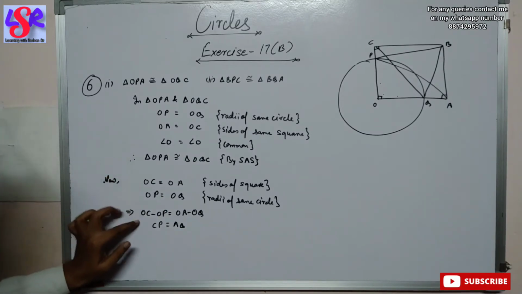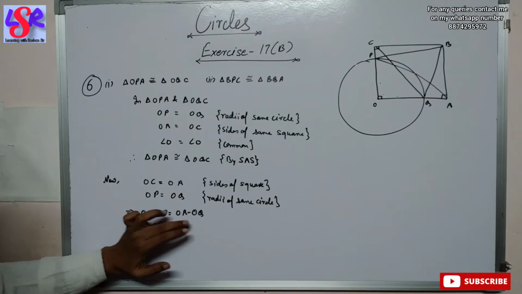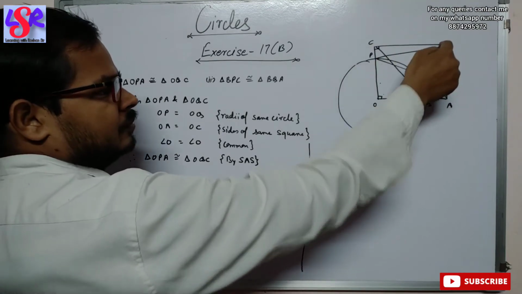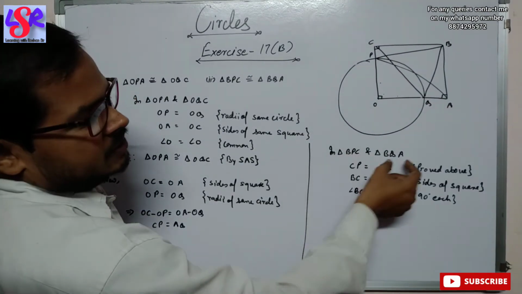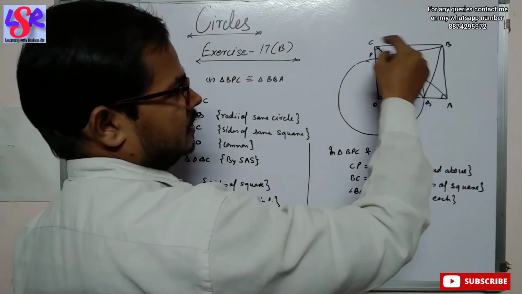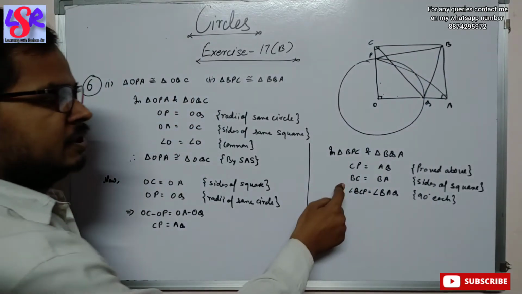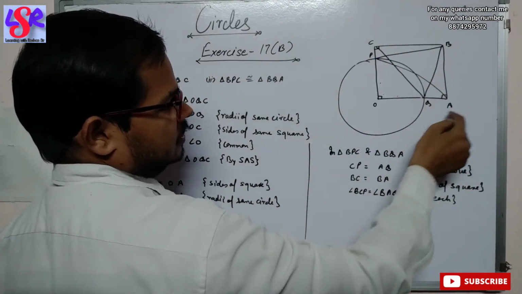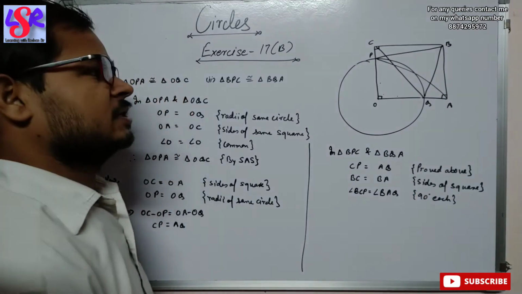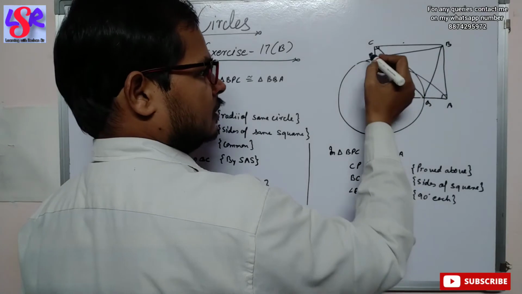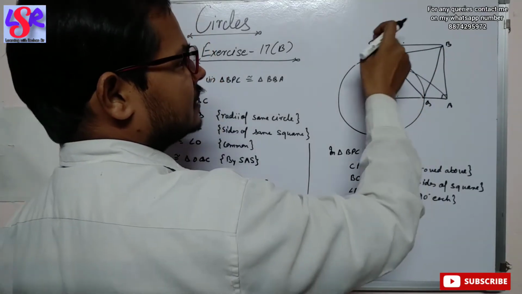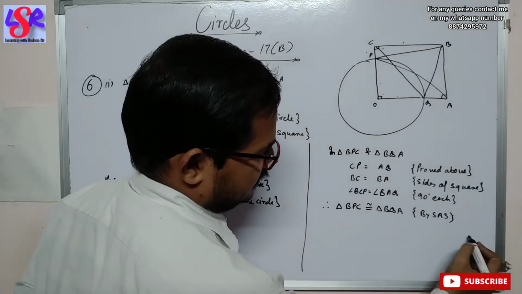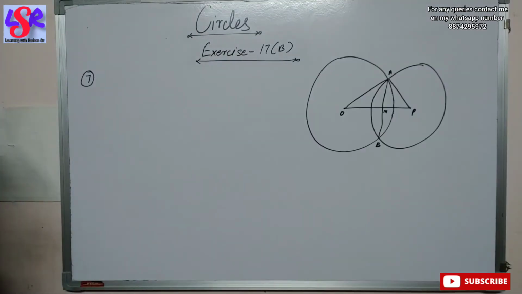Then on subtracting these two, OC minus OP equals OA minus OQ, that will give you CP equals AQ. Now in triangle BPC and triangle BQA, CP equals AQ, that is proved above, and BC equals BA as the sides of the square, and angle BCP equals angle BAQ as 90 degrees each. Now to prove these two triangles congruent, we have used this side and this angle. So it is SAS. Therefore triangle BPC is congruent to triangle BQA by SAS. Hence proved.